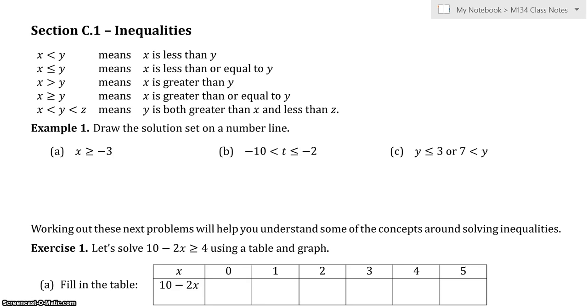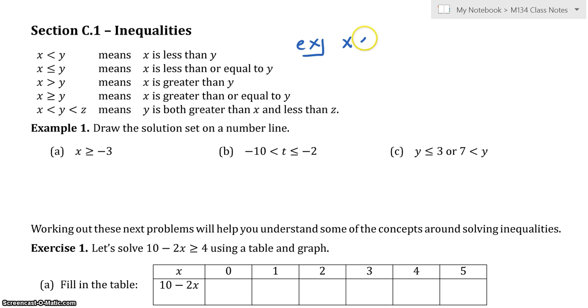Today we're going to be going through the notebook on page 45, starting on page 45. This section is C1 on inequalities. What does an inequality mean? Well, let's look at this right here. This sign stands for less than. This means x is less than y. Let's look at an example of that before we go on.